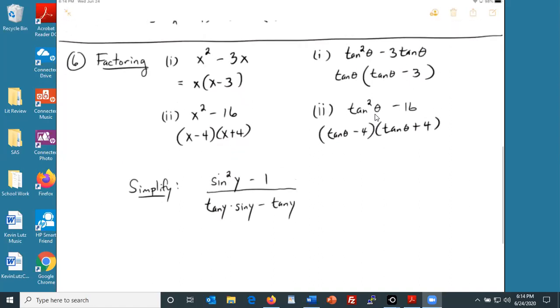Do you see that in this problem, I have two types of factoring. The numerator, we can factor just like part 2 here, but with slightly different numbers. And then in the denominator, we can factor like part 1, where there's a common factor. On the top, that's a difference of sine squared and 1 squared. So I could factor the top as sine of y plus 1 and sine of y minus 1.